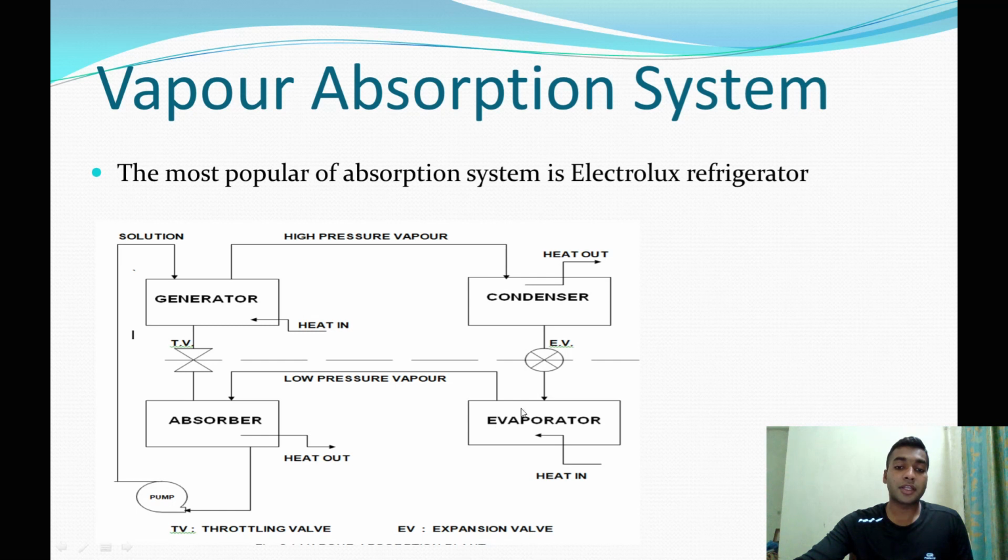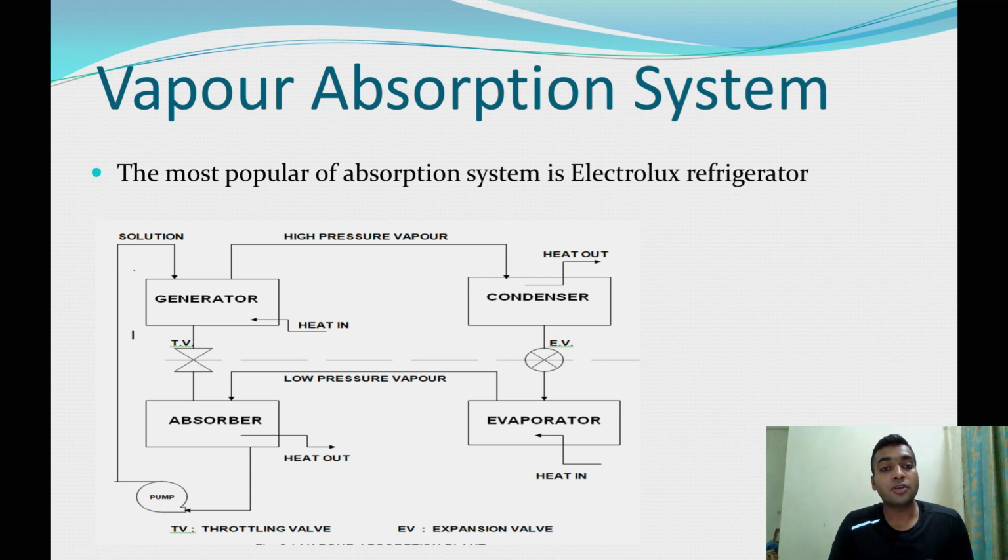Before I tell you the working of this system, you should know the flow cycle of your refrigerant and your absorbent. First, the flow cycle of the refrigerant. It is from condenser to evaporator through an expansion valve, and from evaporator to absorber, and from absorber to generator with the help of the aqua pump, and from generator to the condenser. This is the flow cycle of the refrigerant. Now I'll explain the flow cycle of the absorbent. It starts from the absorber, goes to the generator through the aqua pump, and from the generator to the absorber through the throttling valve. So this was the flow cycle of the absorbent.